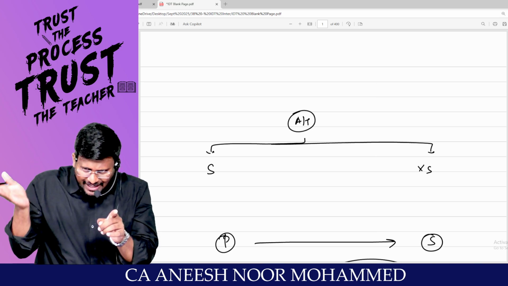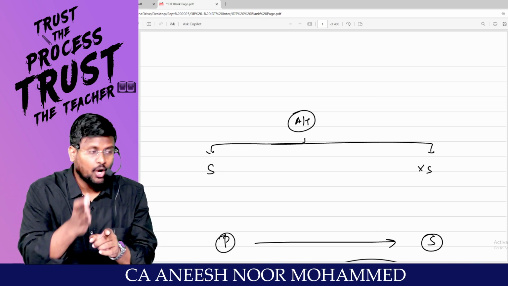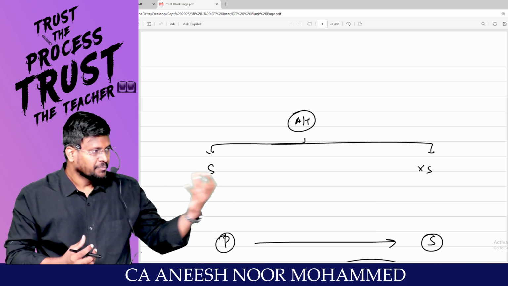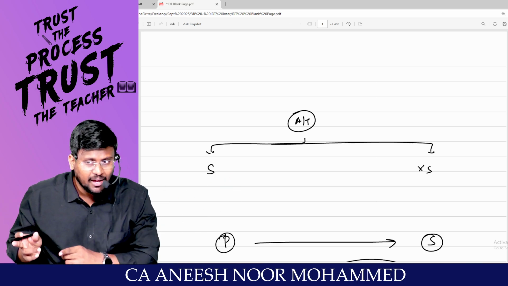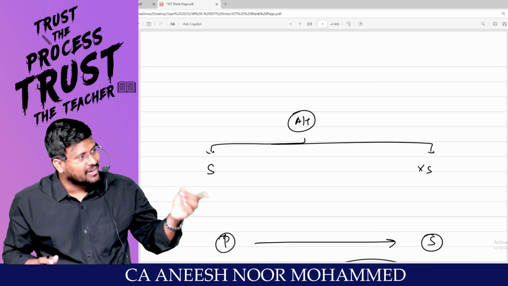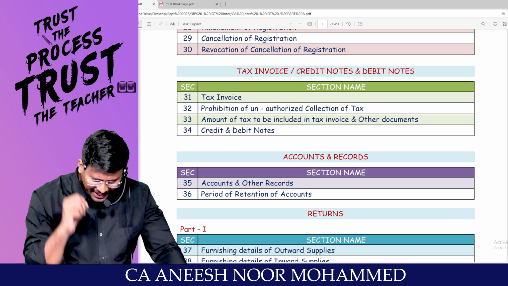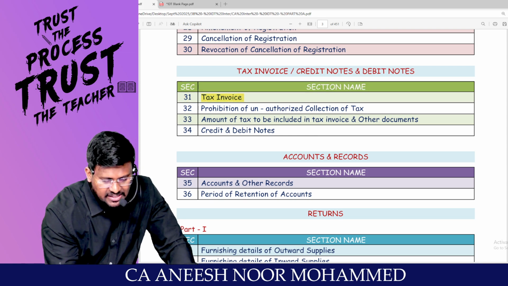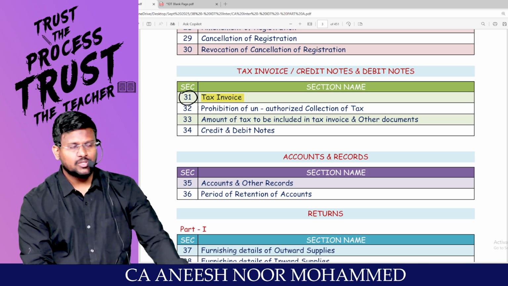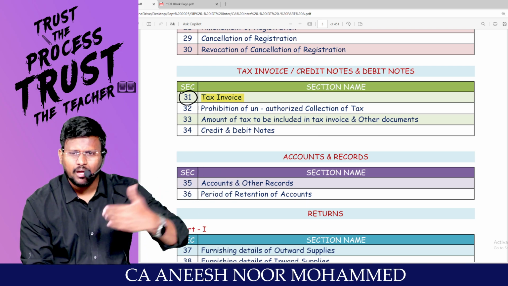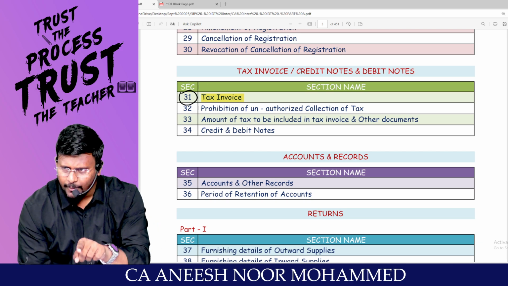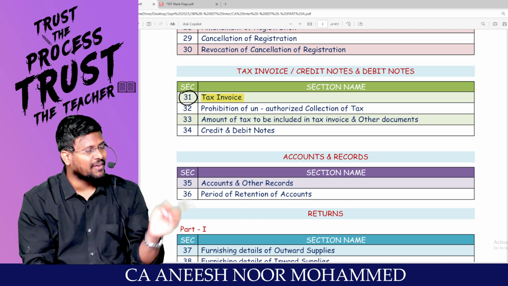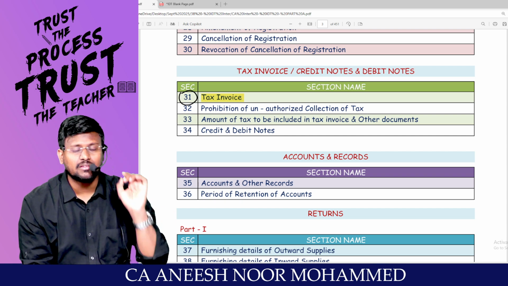Now, am I a registered person? Will I only make inward supply? Inward supply means purchases. Or will I be making outward supply? Both. I will be making inward supply; at the time of inward supply, I will pay. At the time of outward supply, I will collect. In order to collect GST, I should raise the tax invoice, as per section 31. If I am making outward supply, I am supposed to collect GST. In order to collect GST, I have to raise the invoice as per section 31.